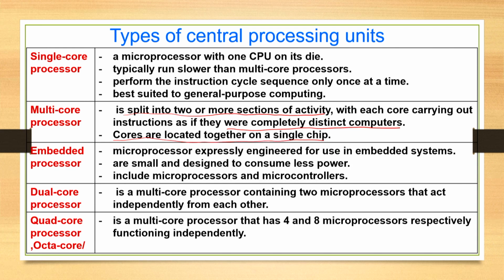This multi-core processor may be a dual core processor, quad core processor, or the octa core processor. In the case of a dual core, from the name itself, it means two cores. Quad core means 4 cores. Octa cores means 8 cores. Nowadays we have the hexa also, that is 6, then deca, that is 10. So these are the various multi-core processors.